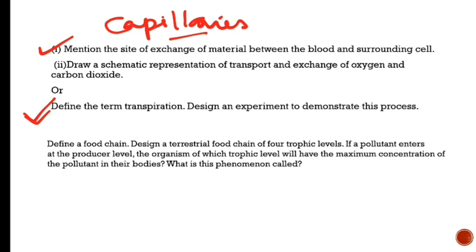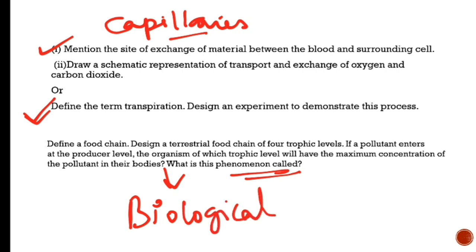Now moving on to the next question. Define a food chain, design a terrestrial food chain of 4 trophic levels. If a pollutant enters at the producer level, the organism of which trophic level will have the maximum concentration of the pollutant in their bodies? What is this phenomenon known as?